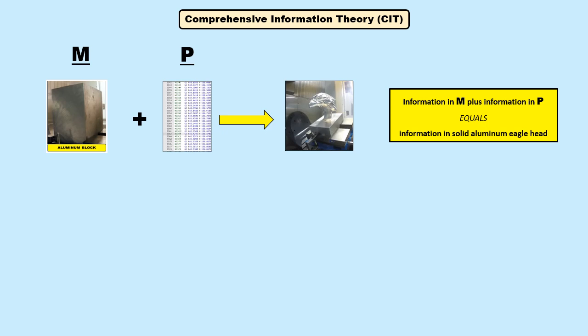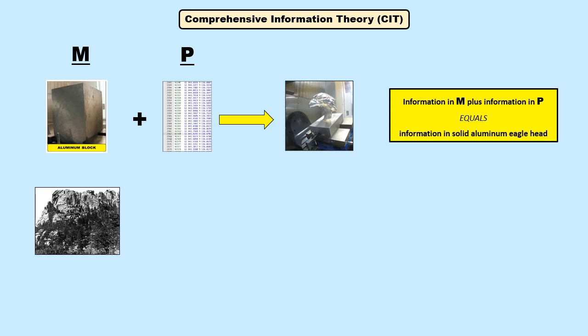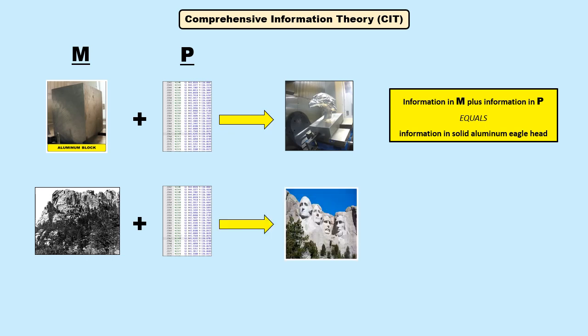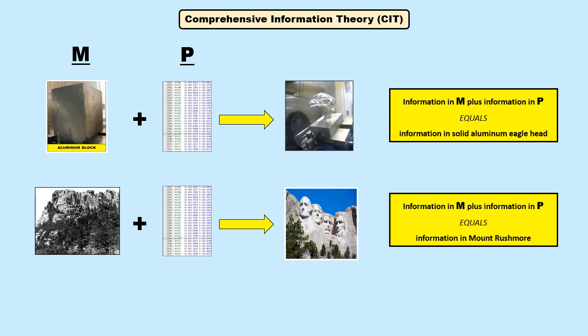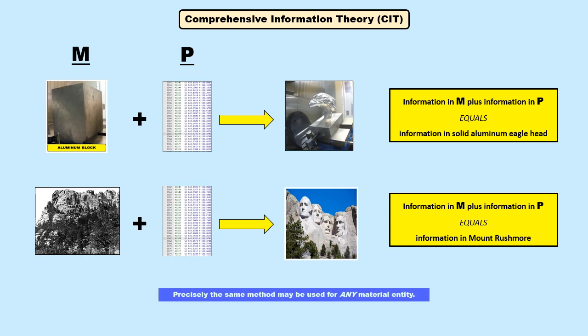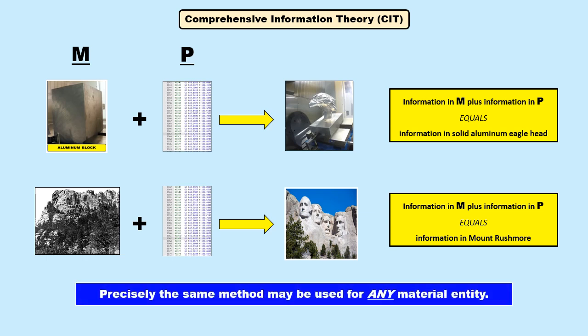Now do exactly the same for Mount Rushmore. Place the block of material in the CNC machine, and program it with the required G-code. When the G-code program executes, the desired result will be obtained. An amount of information, M plus P, is associated with producing that material entity. That is the information in Mount Rushmore. To emphasize, precisely the same method may be used for any material entity, not only for the aluminum eagle head, or for Mount Rushmore. In the next slide, we'll answer a few questions related to what's been presented.